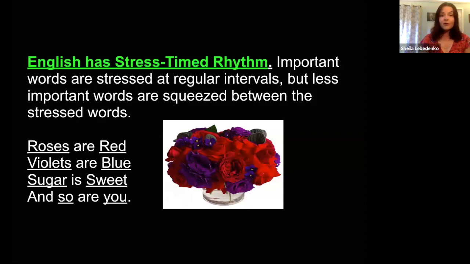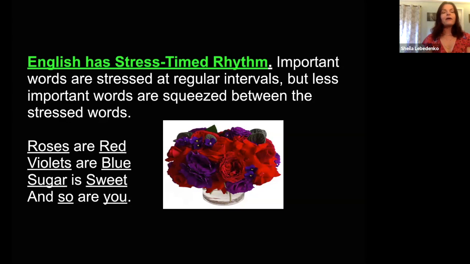Now we're getting into the whole sentence. English has something called stress-timed rhythm, where important words are stressed at regular intervals, but the less important words are squeezed between the stressed words. So I typed out that whole sentence because it's really important and you really need to know that. And it's the general rule that you must know. We're going to practice that stress-timed rhythm with this very popular poem.